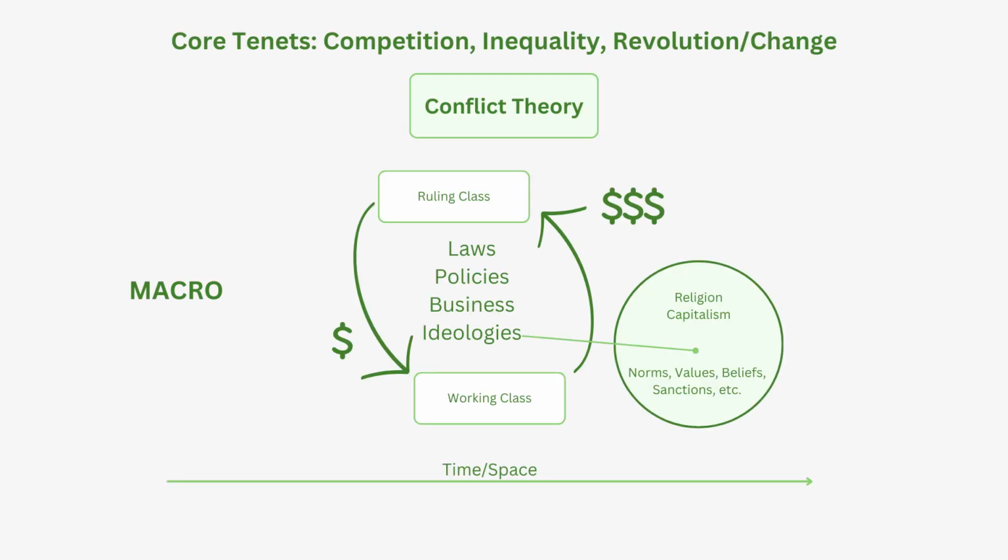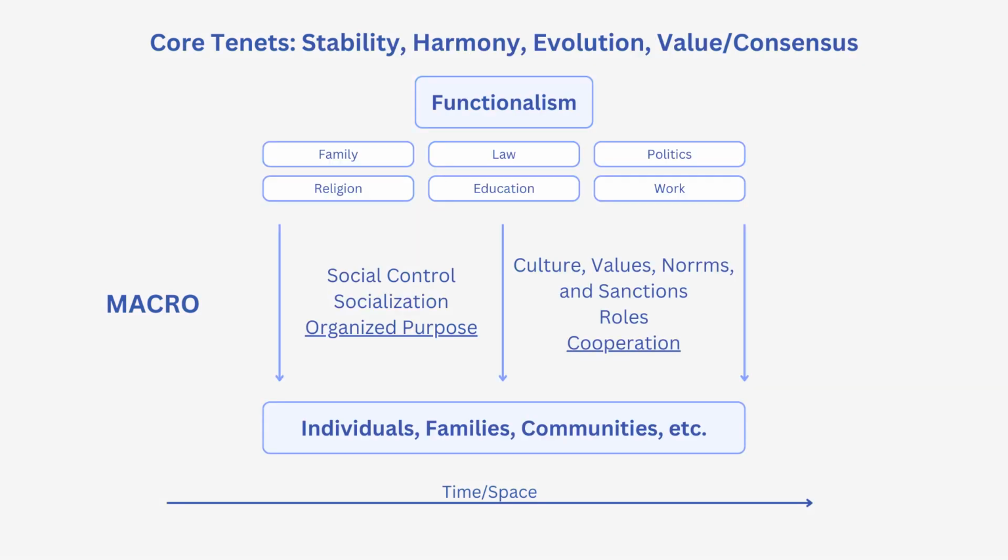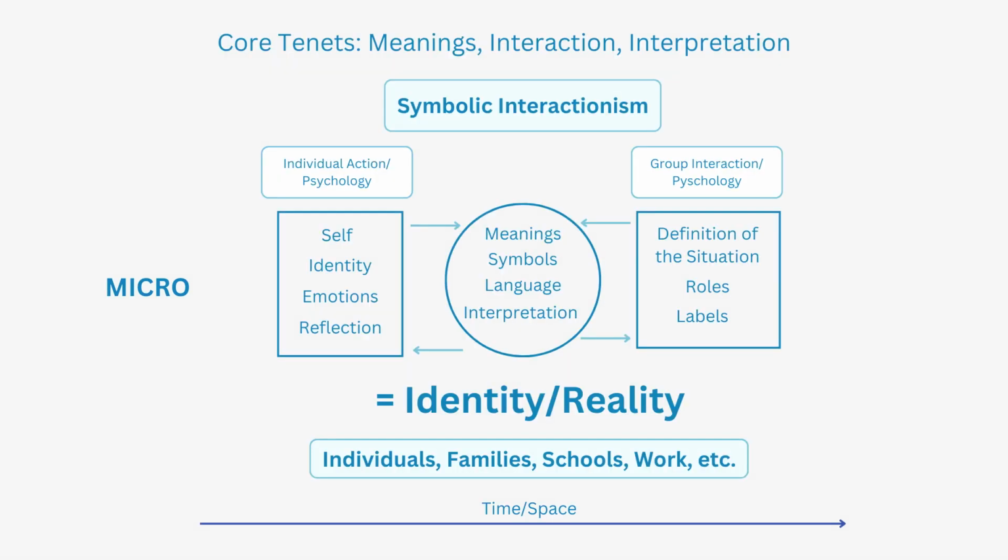To recap, conflict theory highlights the power struggles and inequalities in society. Structural functionalism emphasizes the harmonious cooperation and stability in society. And symbolic interactionism focuses on the subjective meanings and interpretations that individuals attach to their experiences and the social world.